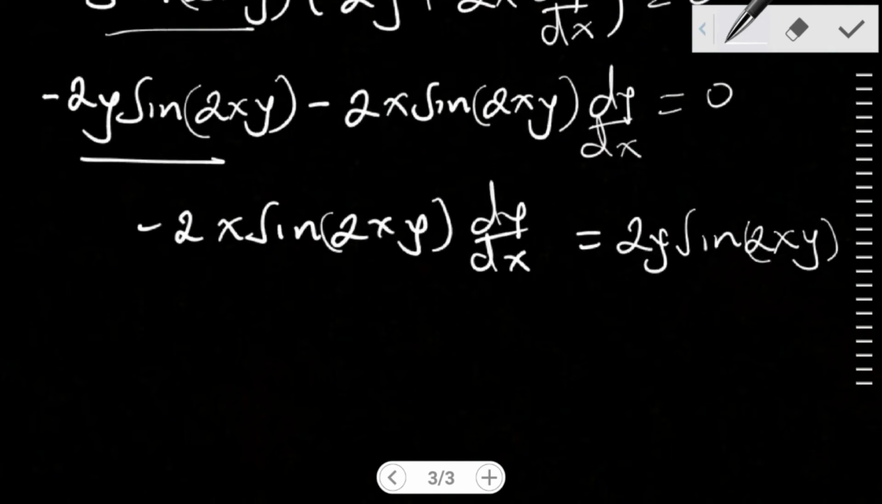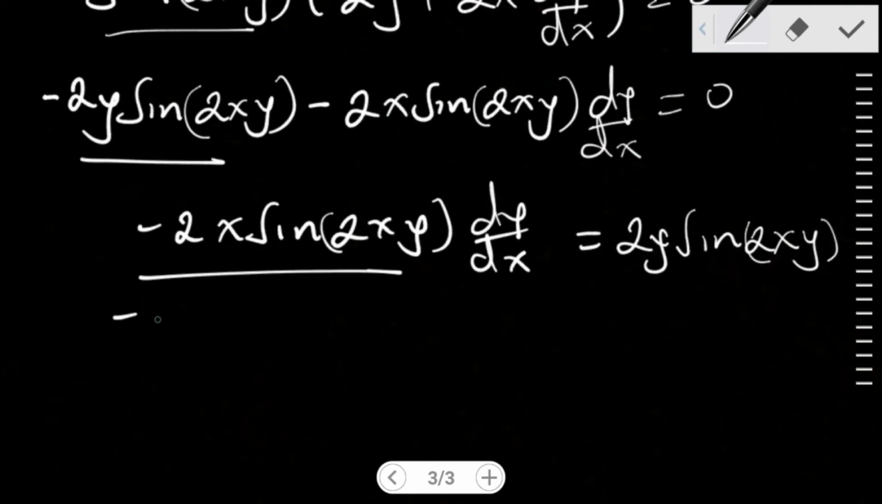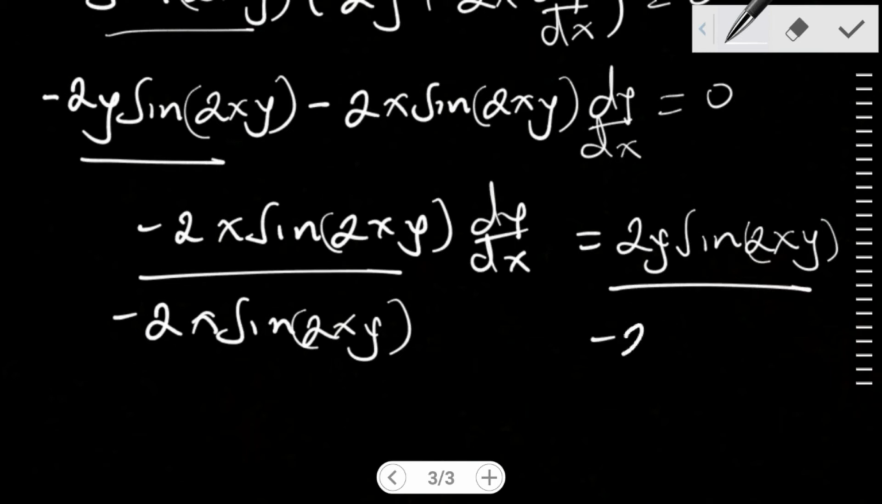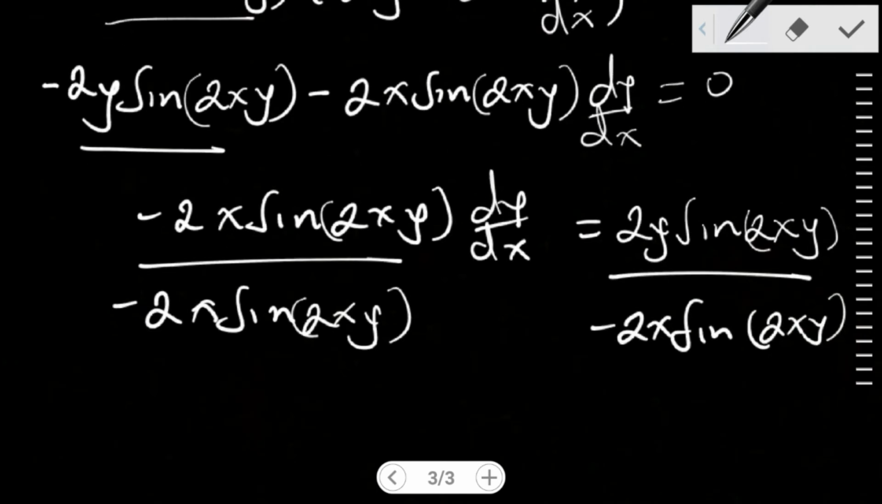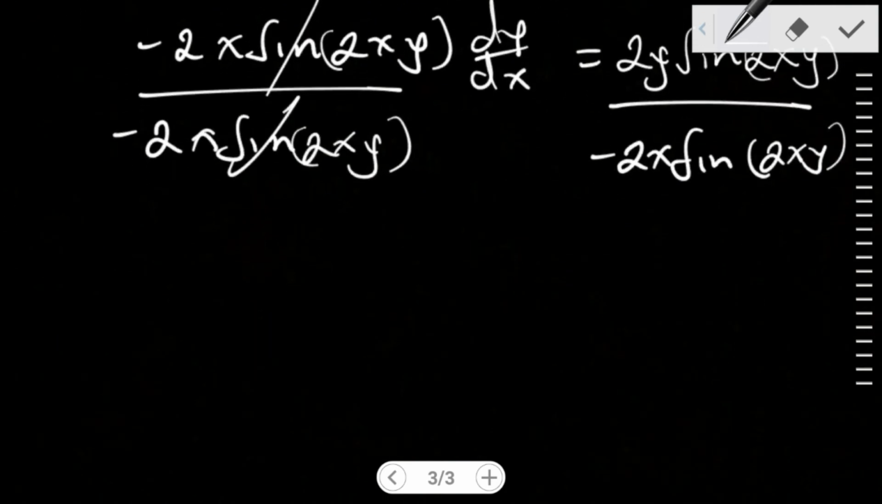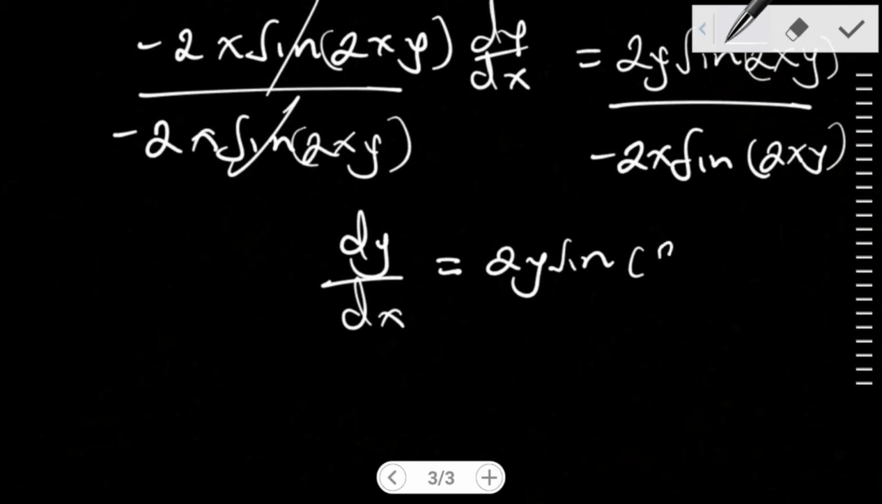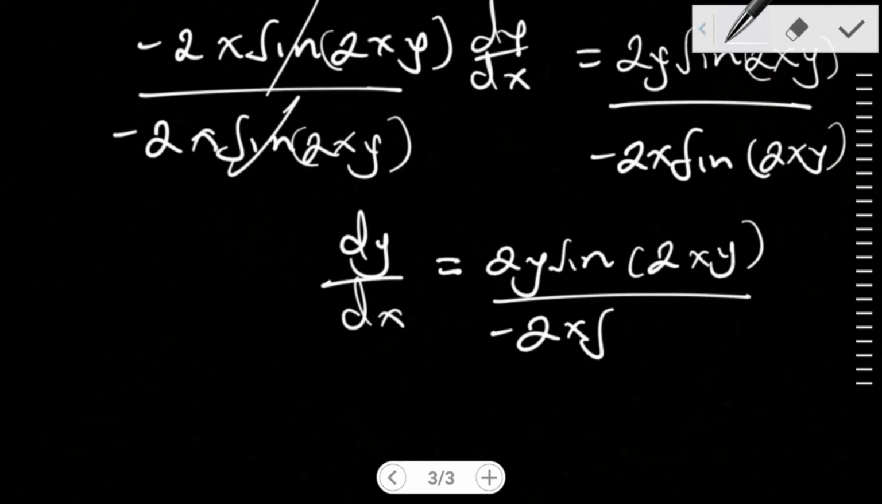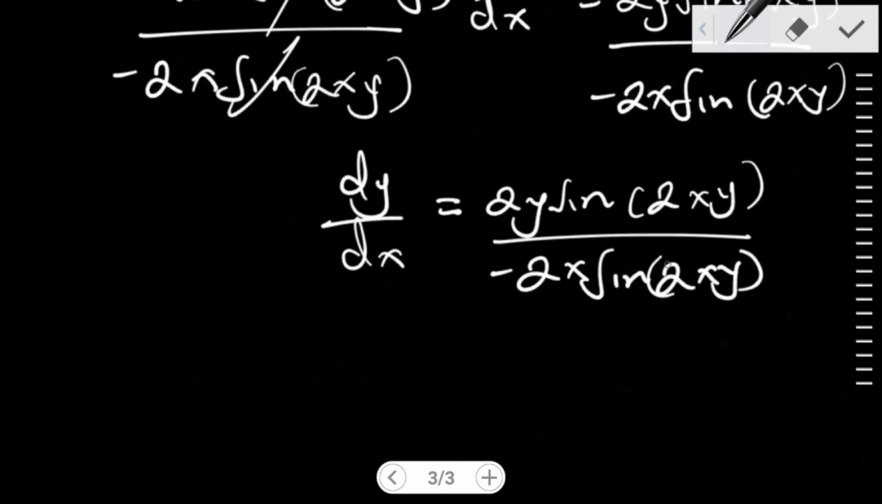Now let's divide throughout by this. So divide by negative 2x sine 2xy, and divide this by negative 2x sine 2xy, and so my dy/dx would be equal to 2y sine 2xy all over negative 2x sine 2xy. But the way we see this, these can cancel with that.